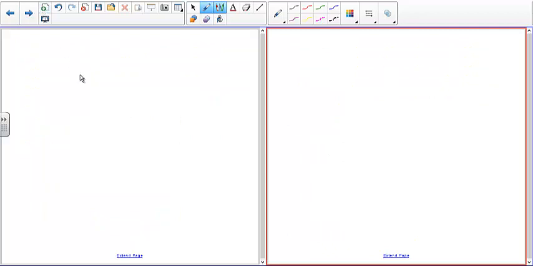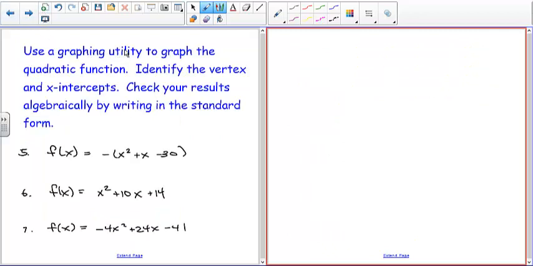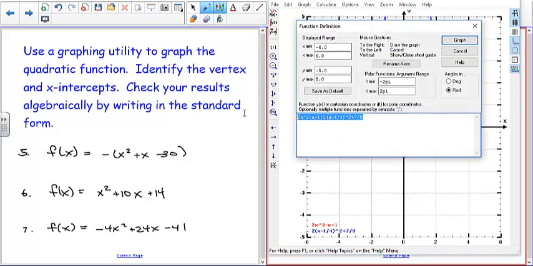Okay, so the next one is similar. It says use a graphing utility to graph the quadratic function. Identify the vertex and x-intercepts. Check your results algebraically by writing in standard form. So it's really just what I did, except doing it the opposite way. I plotted it first. So what we'll do is let's do it in the order they say, and then we'll do it in the right order, and then we'll check things out. So I'm going to plot this graph, which is going to be negative x squared plus x minus 30.